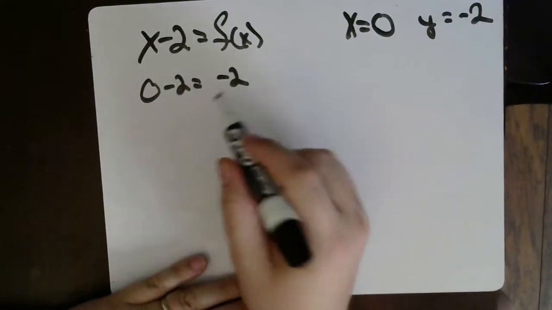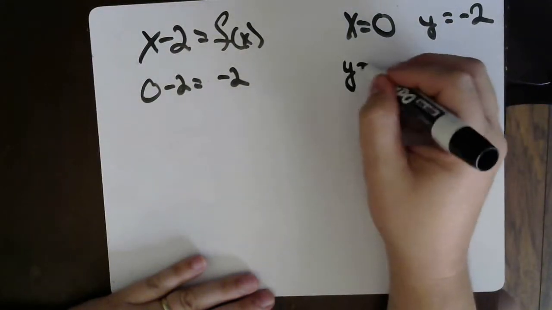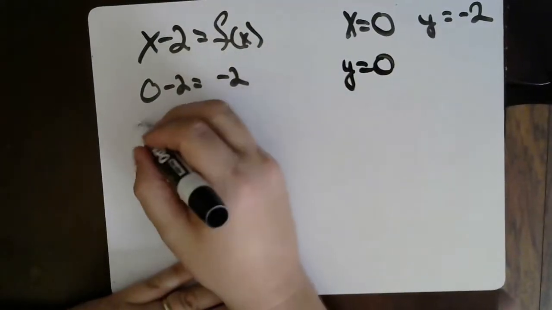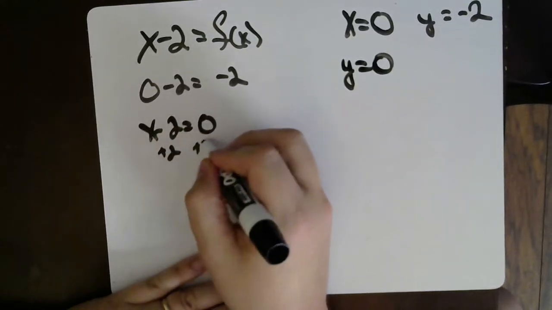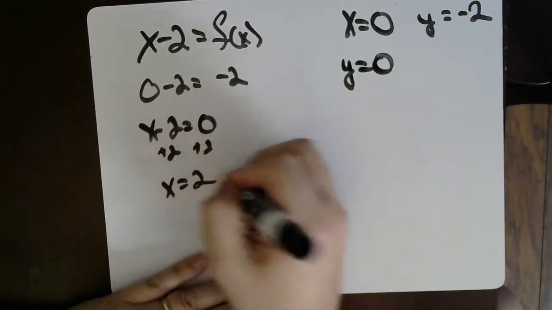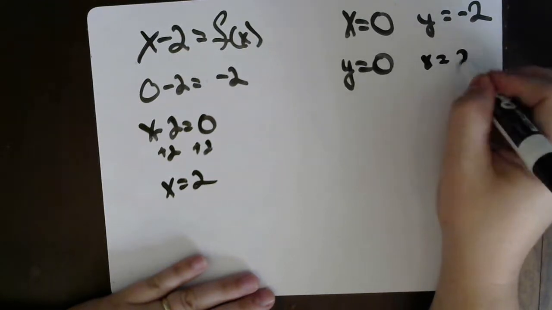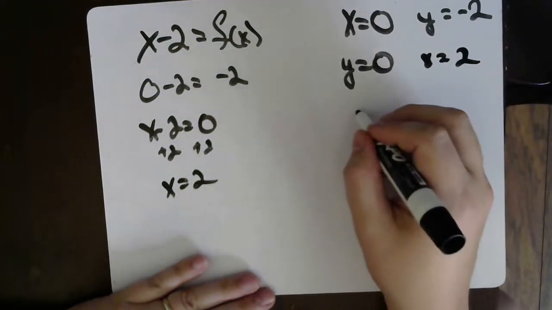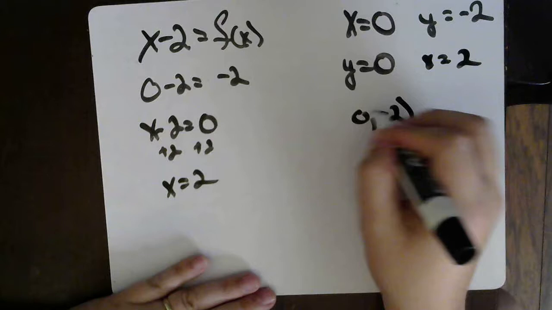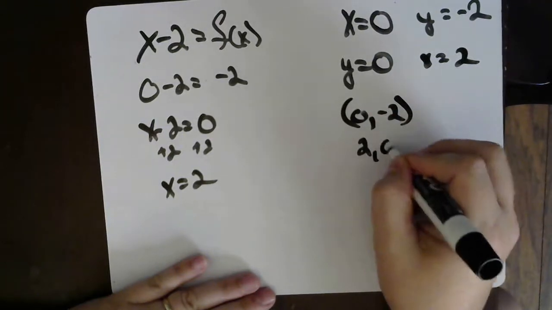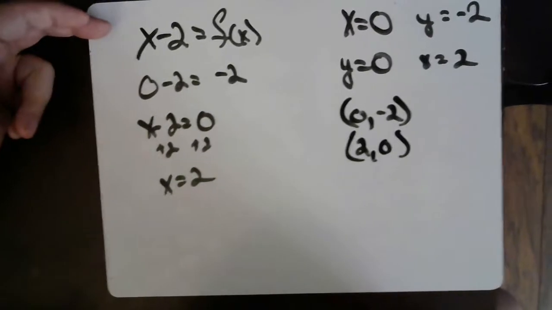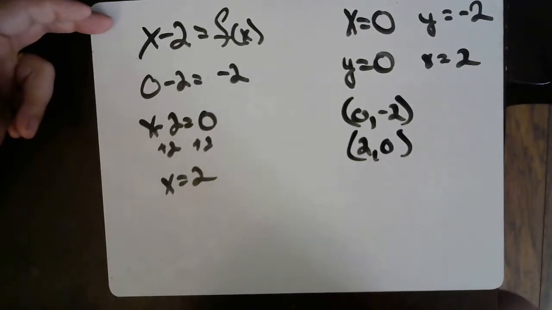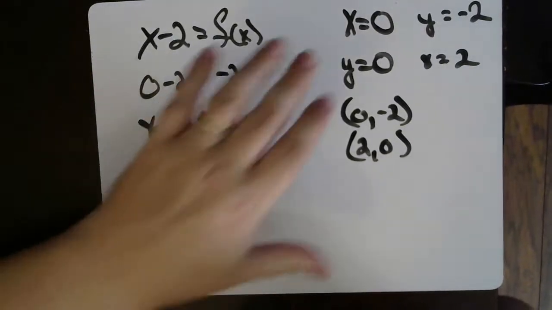And if we do the opposite, let's say, what happens when y is 0? Well, x minus 2 is equal to 0. We add 2 to both sides, and we know that x is equal to 2. So we have two coordinates. We have 0, negative 2, and we have 2, 0. Now, in this case, we can just plot that. It's a straight line, so it's really not that big of a deal. But that's how we get our x-intercept.